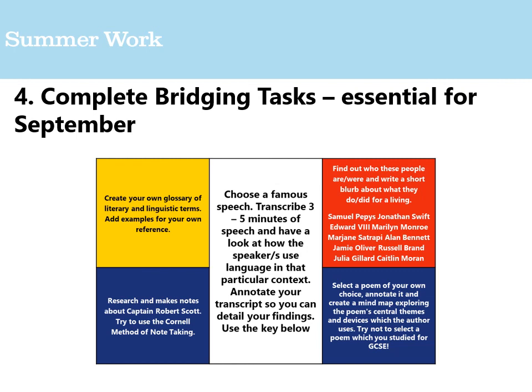You could select a poem of your own choice. You could annotate it and create a mind map exploring the poem's central themes and devices which the author uses, but try and make sure that it's not a poem that you studied for GCSE. Try and broaden your horizons there. And finally, research and make notes about Captain Robert Scott. Now, you've seen a picture of him already in this particular video, and what you will be doing when you arrive in September is you'll be looking at that particular individual. So try and take notes using the Cornell method of note taking. You'll have to find out what that is as well, and that would be a good use of your summer break.